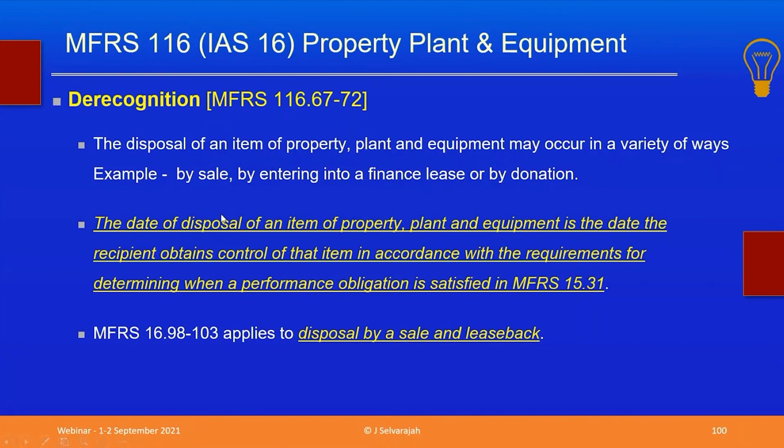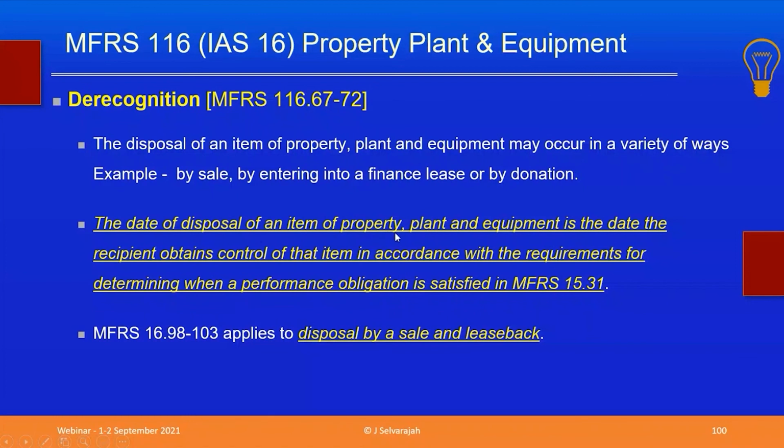Okay, the disposal of any PPE may occur in many ways. Either you sell it, or you can also sell it by way of a finance lease. Remember, just now I said a lessor having the assets can rent out the assets, which is an operating lease. He can also sell the assets and give financing. It becomes a finance lease. That is a disposal of an asset, right? So this is what is meant by entering into a finance lease or by a donation. He can dispose of it by a finance lease, meaning sell it and give him finance for 24 months, 36 months, whatever. That becomes a finance lease.